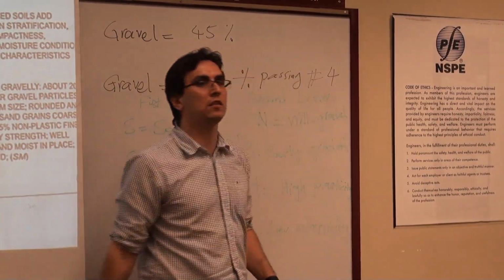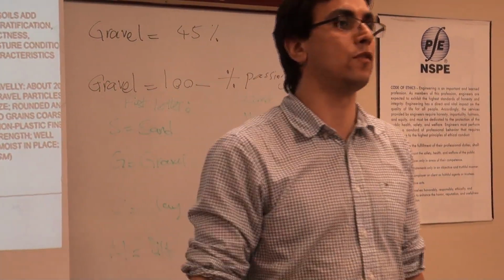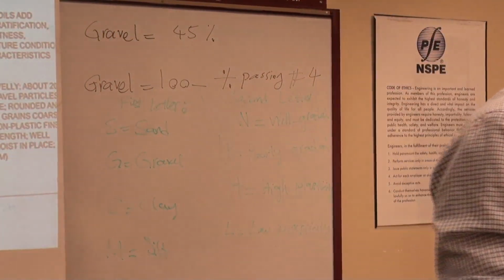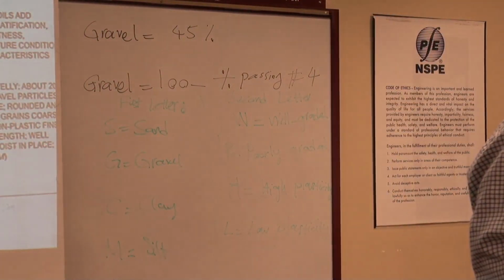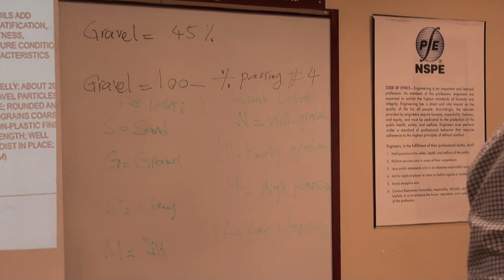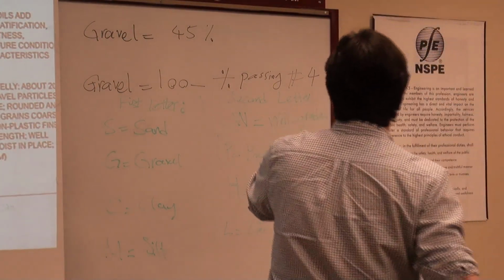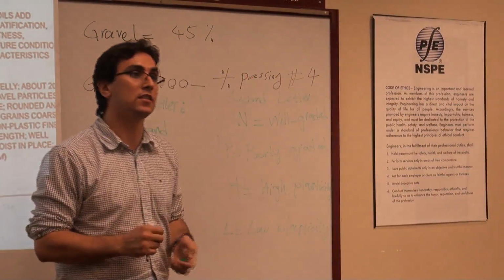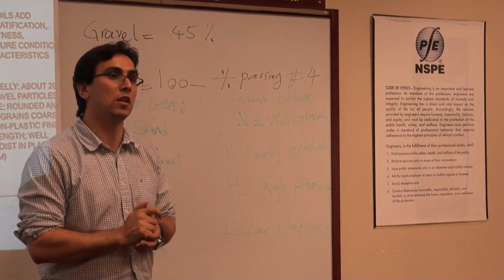Plasticity is a parameter that we care about just for fine grain soil. We don't have such a term for coarse grain material. When you want to classify a clay or silt, you have to tell how much plasticity you have. So we use those terms too.